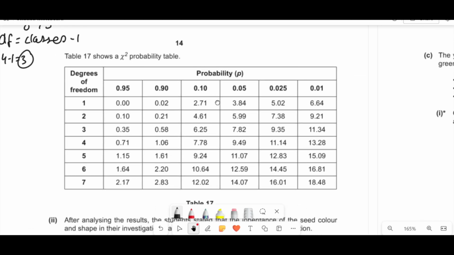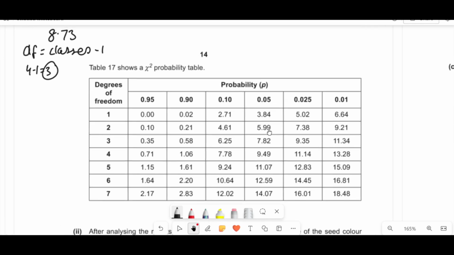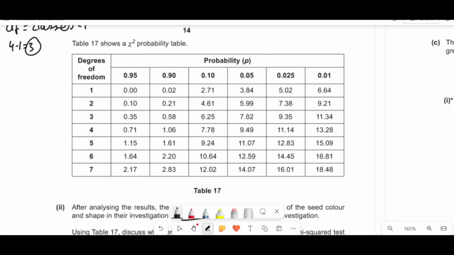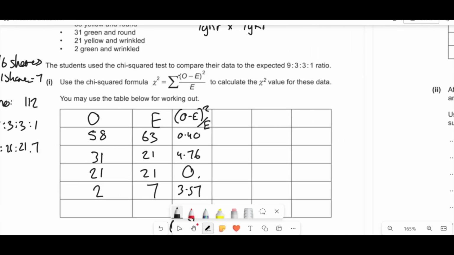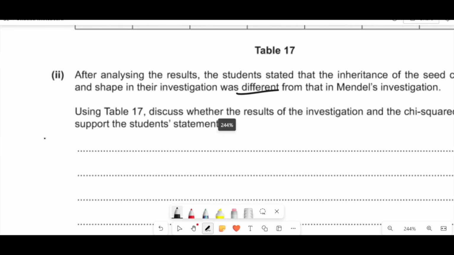Now the p-value that we want to look for, the level, is going to be 0.05, which is 5%. So what you do is you go down to degrees of freedom of 3 and p of 0.05, and you can see that the value here is 7.82. What that means is if your chi-squared value is bigger than this, then it means that the p-value is less than this, if that makes sense. So if we worked out that it was 8.73, can you see that's higher than that? Our p-value for testing whether it's due to chance or not is actually lower than that. Therefore, these results, as in the difference between the observed and expected, are actually significantly different. So that's what you would say.